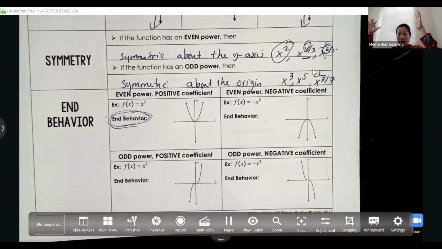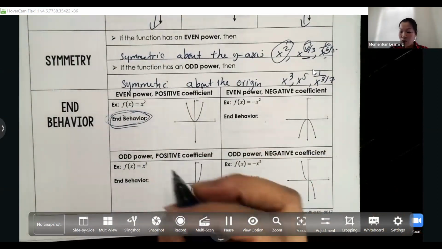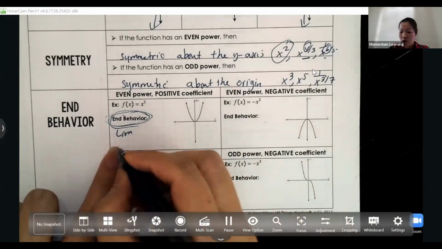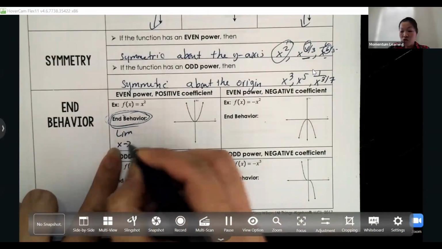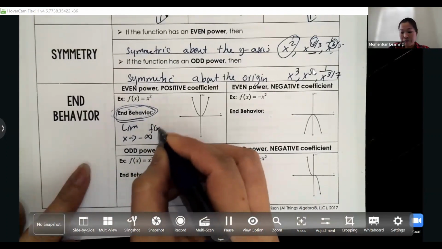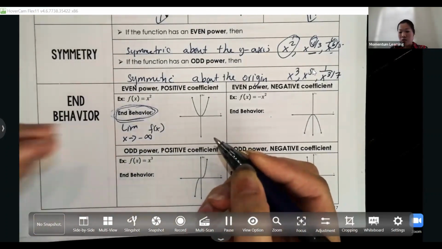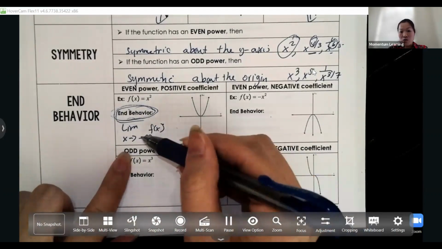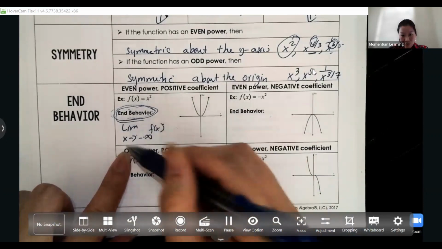So x squared looks like this. We want to know, hey, what happens to the left and what happens to the right? To write the equations, we're going to use limits, okay? This is a calculus notation. So limit as x approaches, there are two signs. Left means negative infinity. f of x is your function. This statement means what happens to the y when your x goes to the left. Okay, that's what that notation means.